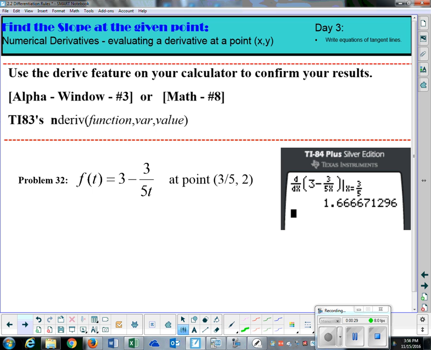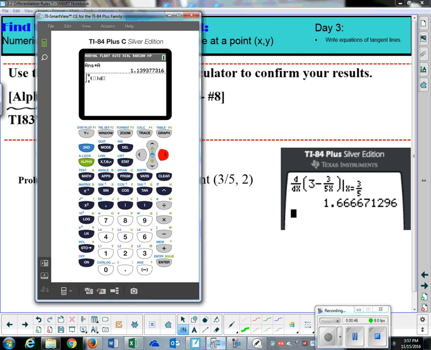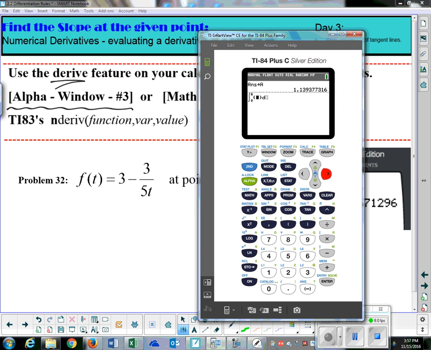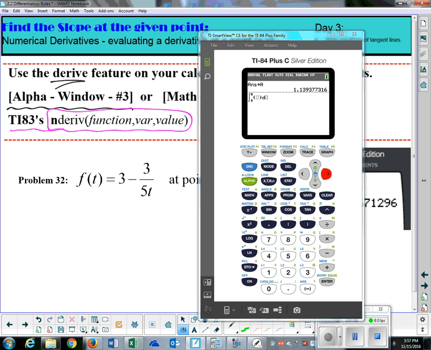Numerical derivatives, we will be evaluating the derivative at a particular point, which will actually get a numeric value. There is a derivative feature in your calculator that we're going to use to confirm our results. There's a couple ways that you can access that. One is to use the alpha key, the green key here, and go to the window and hit option 3, or you could use math and then option number 8. If you have a TI-83, it's a little bit different. See me, I can help you get that put in because you do have to use some commas in your work.